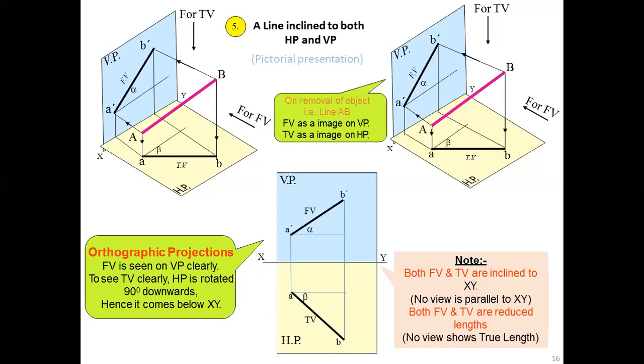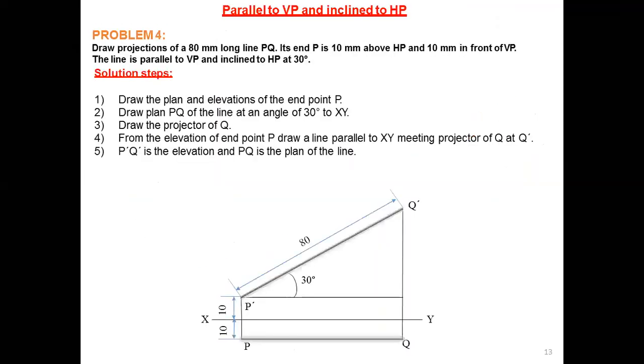Both front view and top view are reduced length. No view shows true length. Sorry, not true length. In that problem, first the true length will be rotated. In one plane it will be true length, in the opposite plane it will be apparent length. Agree?